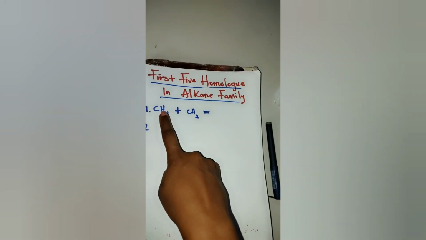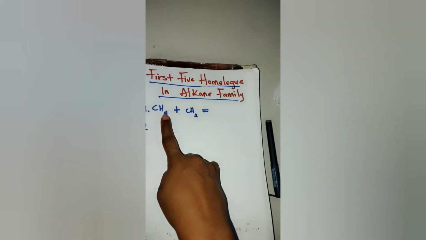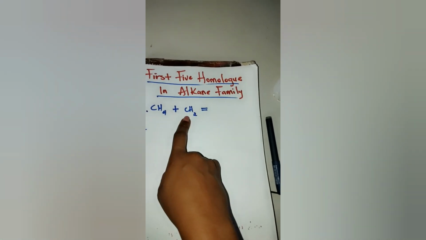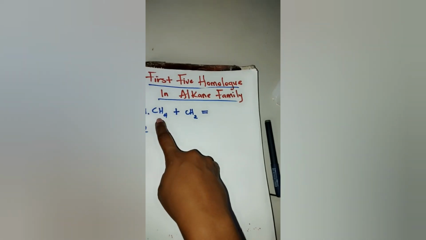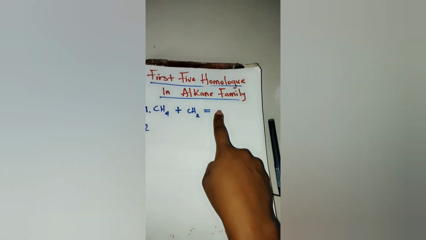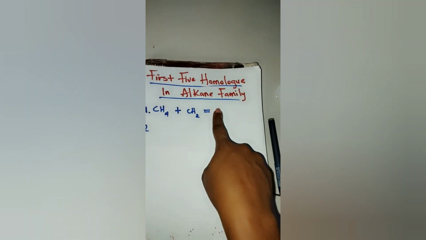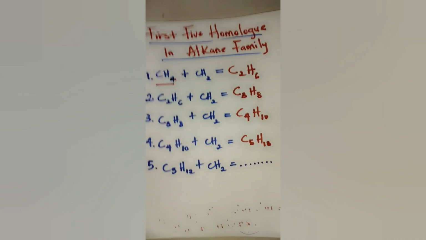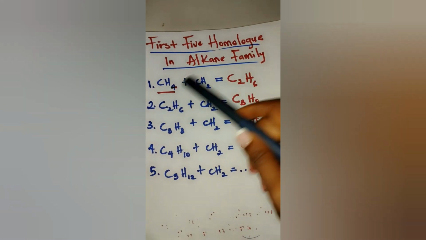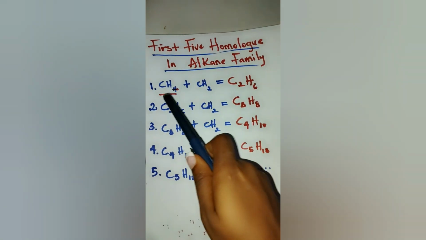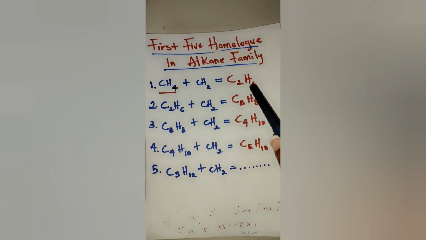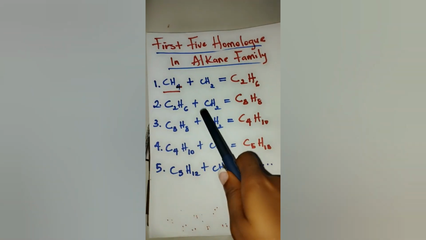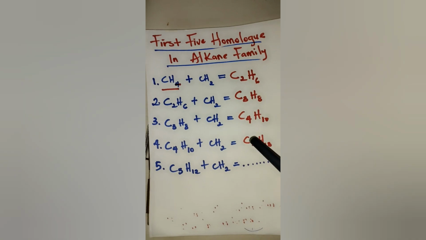So remember, the homologous series means they are compounds with similar structures that differ by a repeating unit. That means if I add CH2 to CH4, it will give us the next member, and if I add CH2 to this new member, it will give us the next member. We can see that addition of CH2 to methane gave us the next family member known as ethane. Addition of CH2 gave us propane, butane, and pentane.